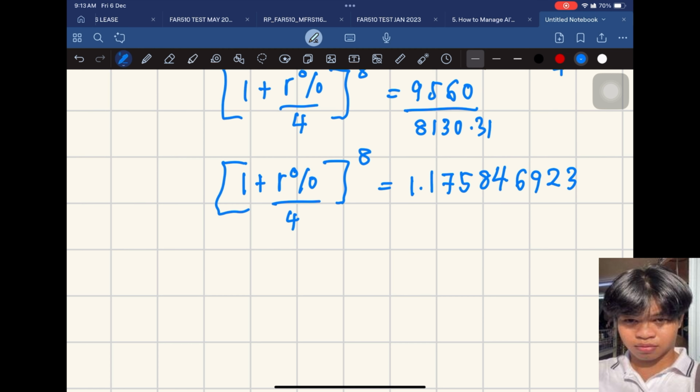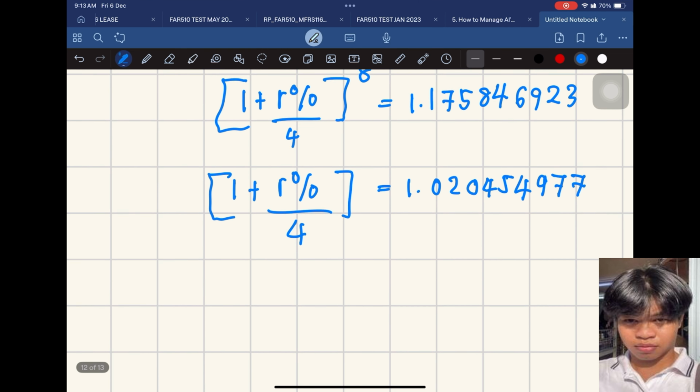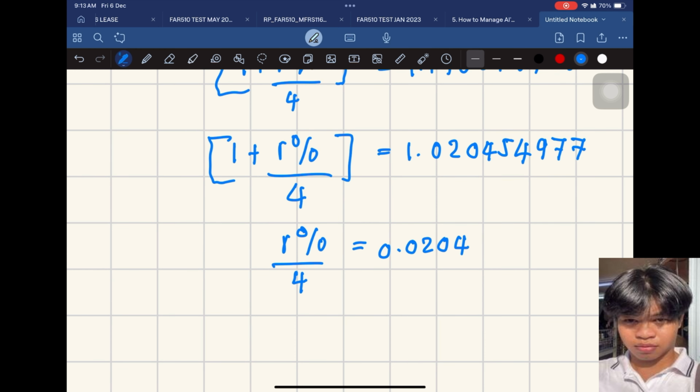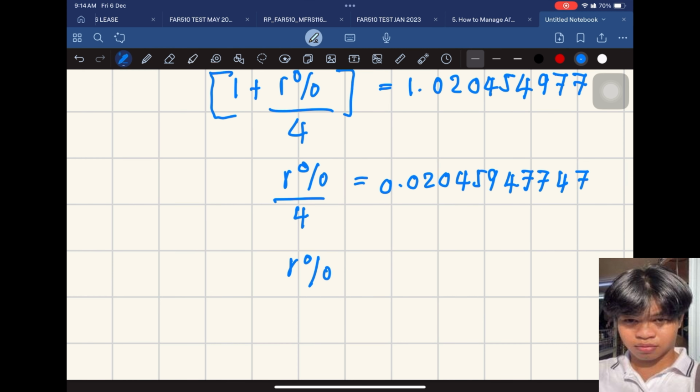1.175846923. Next, you move the power of 8 to the left side. You will get the answer 1.0204544977. Next, you also move 1 to the left side, so it will be subtracted, and you will get 0.020459477747. Next, you move 4 to the left side, multiplying with the left side answer, and for the final answer, you will get R equals 8.18%.